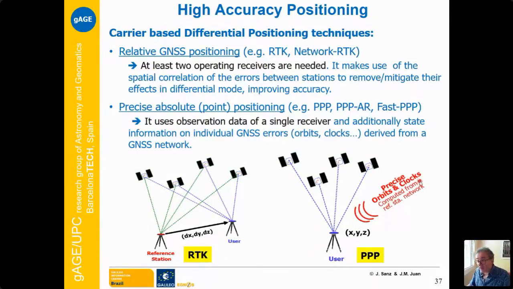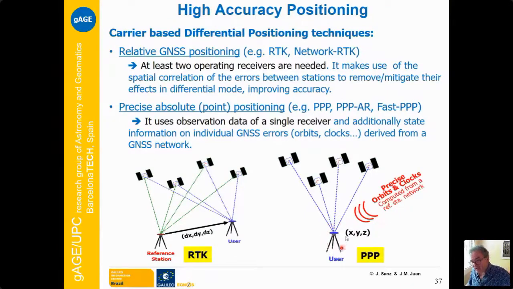We need everything at the centimeter level because the target is to achieve centimeter level. And if we want to achieve centimeter level, everything must be at the centimeter level. This is why we cannot use broadcast products here. We need precise products.